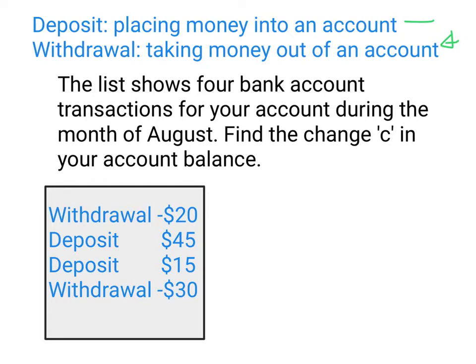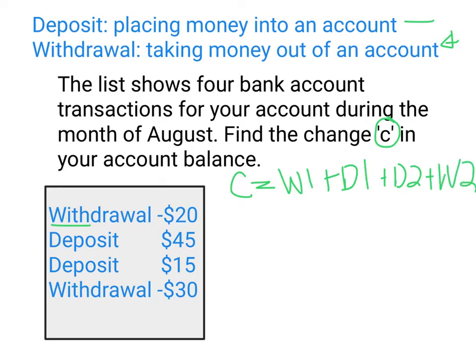Okay? So the list shows 4 bank account transactions for your account during the month of August. Find the change C in your account balance. Now, they're just trying to confuse you here. Find the change C. C is just going to be your change. So C equals, and we could call withdrawal 1, so withdrawal 1. So C equals withdrawal 1 plus deposit 1 plus deposit 2 plus withdrawal 2. Okay, so that's what your C is going to be, is your total in the end.